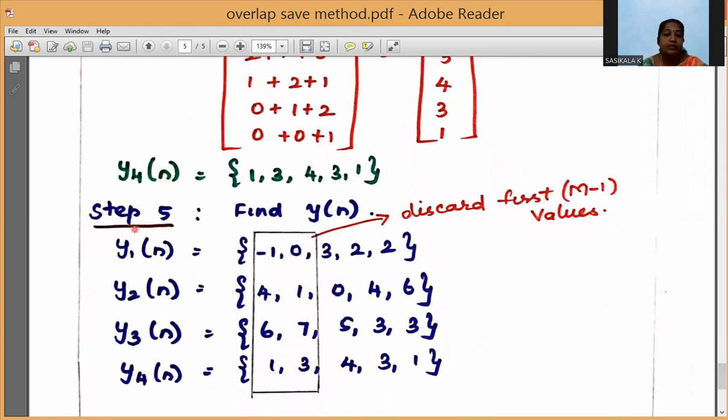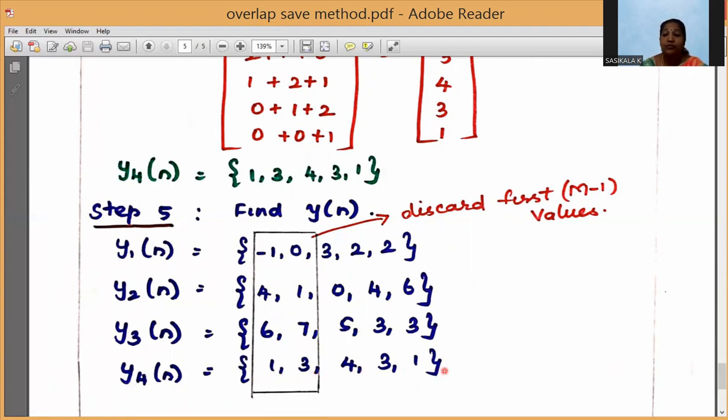At last, this is step 5 where we have to combine all the output sequences we have derived so far. That is y1 of n, y2 of n, y3 of n, y4 of n. From this, we will get the desired output sequence y of n. So y1 of n is minus 1, 0, 3, 2, 2. And y2 of n is 4, 1, 0, 4, 6. y3 of n is equal to 6, 7, 5, 3, 3. And y4 of n is equal to 1, 3, 4, 3, 1.